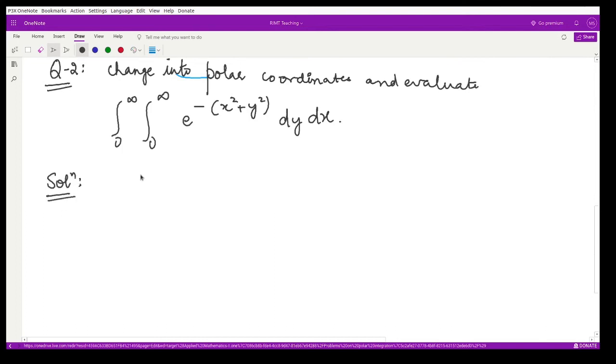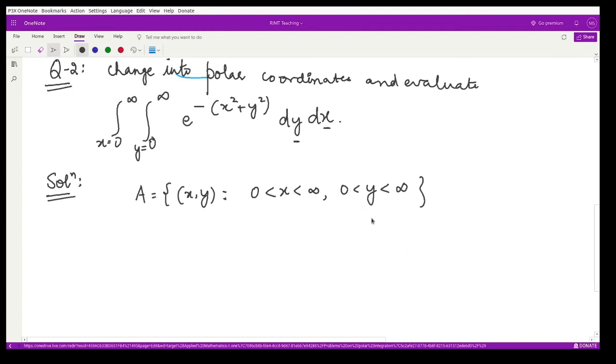The first step again is to visualize the limits. Now what is the given area? Your given area consists of all the points x and y such that the limits of y are from 0 to infinity, and the limits of x are from 0 to infinity. So that means your area would be the values of x lying between 0 and infinity, and the values of y also lying between 0 and infinity. And remember, you do not write equality here in this case. Why? Because we cannot exactly say what is the value of infinity. So always this is an open interval.